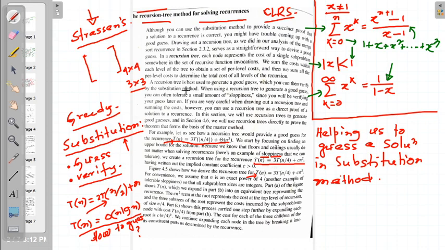Okay, so in the recursion tree, each node represents the cost of a single subproblem somewhere in the set of recursive function invocations. And then what we do is we sum the costs within each level of the tree to obtain a set of per level costs.